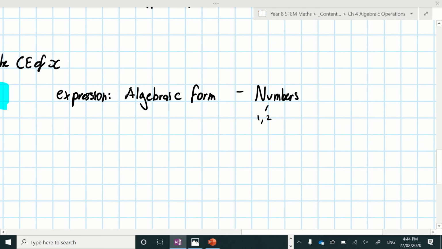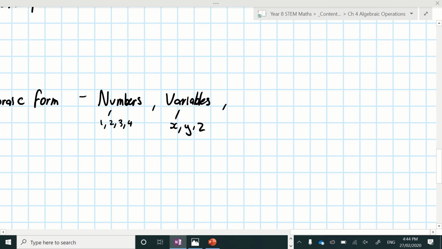as in 1, 2, 3, 4, variables, such as letters x, y, z. It doesn't have to be those letters in particular. And operation signs.